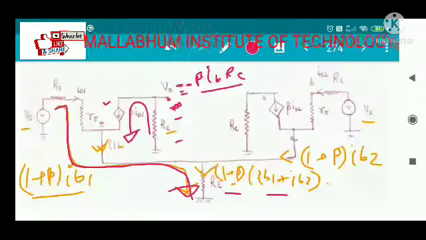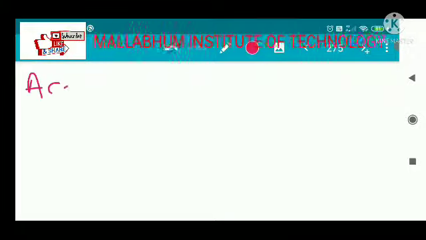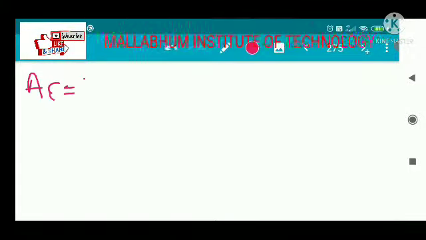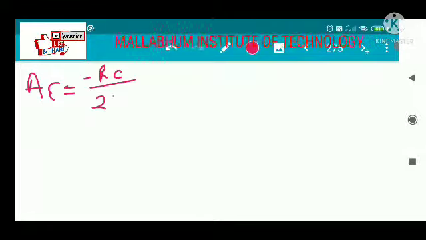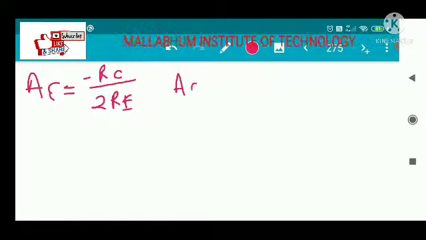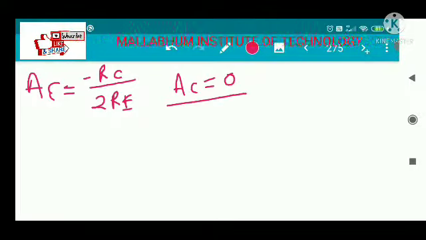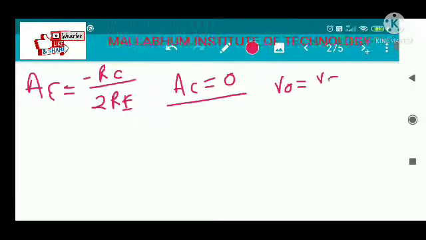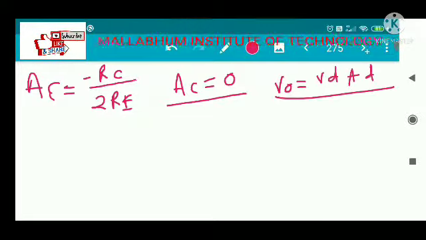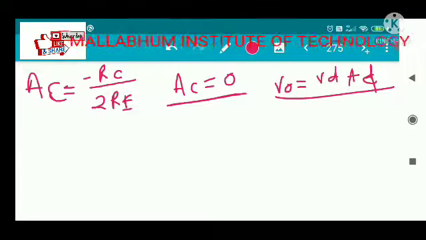So this is your AC, I am just rewriting the AC. So AC will be nothing but minus RC divided by twice into RE. Okay. So ideally what we want, we don't want any common mode gain, so that if the common mode gain is 0, then at the output we only get VD into AD. That is our desired. Okay. So AC will be 0. So for that purpose, what measure can be taken? What are the things we can consider so that AC can be made 0?